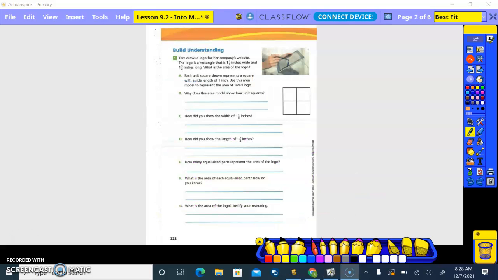Build understanding. Tan draws a logo for her company's website. The logo is a rectangle that is 1 1/3 inches wide and 1 3/4 inches long. What is the area of the logo? Each unit square shown represents a square with a side length of 1 inch. Use this area model to represent Tam's logo.